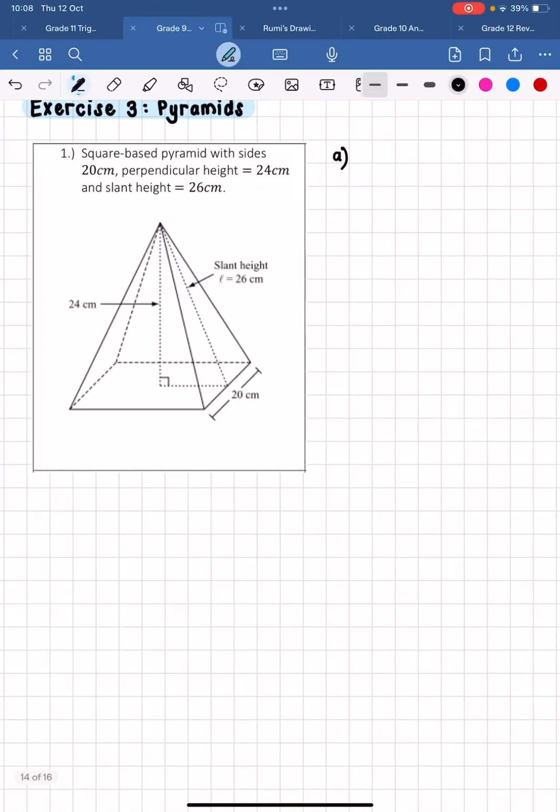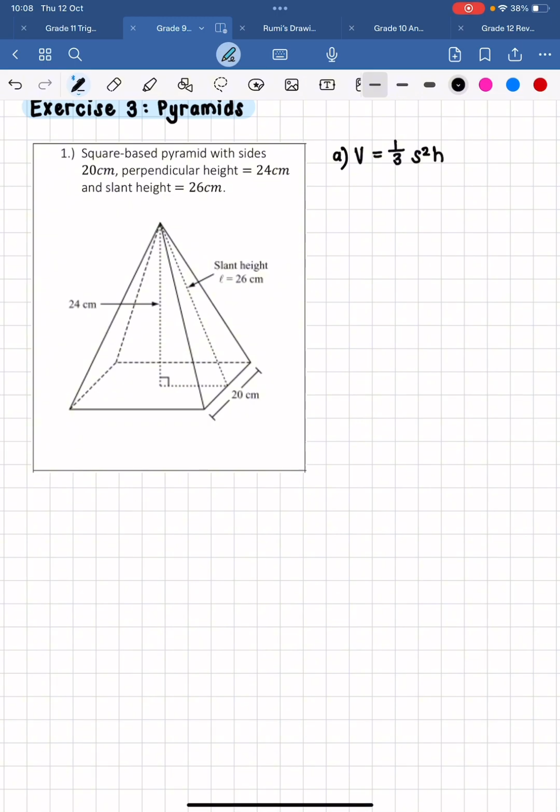All right, so for A, they want the volume. Can we remember the formula of the volume there? It's a third times the area of the base. What type of base do we have? It's a square base. So how do we find the area of a square? Side squared, right? Multiplied by the height of the pyramid.